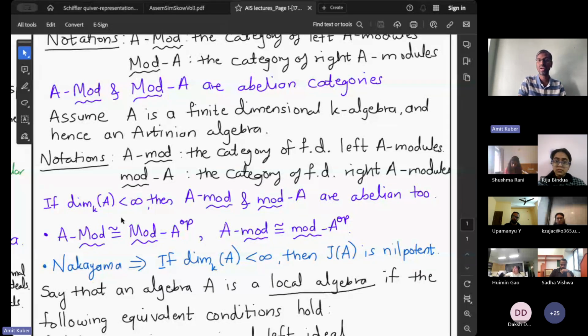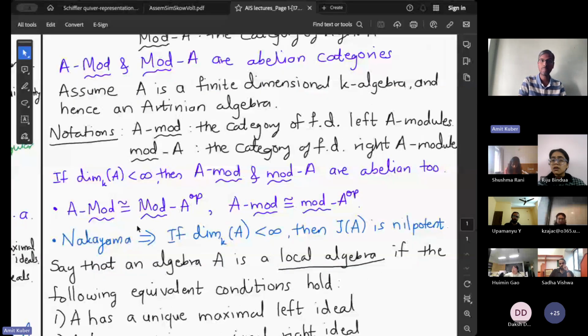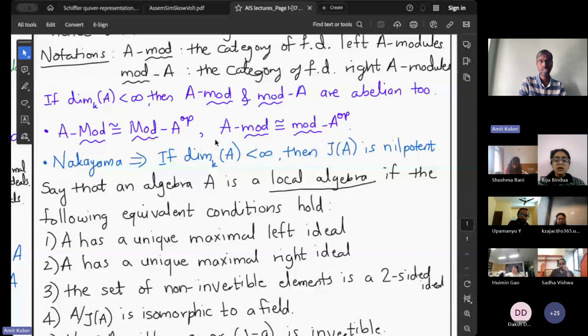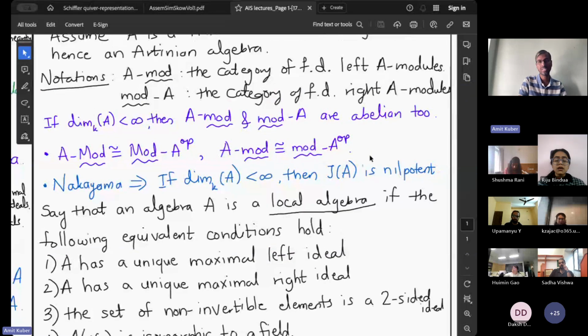I'm making that particular convention because of the way I will be writing paths. We'll soon come to paths, and I'll show you what needs to be done there. So A mod is the same as mod A op, left and right modules. And this Nakayama lemma, which is again a celebrated result in algebra, implies that if you have a finite dimensional algebra, then JA is a nilpotent ideal. So the radical is nilpotent.